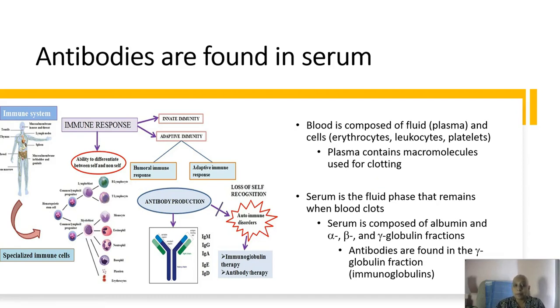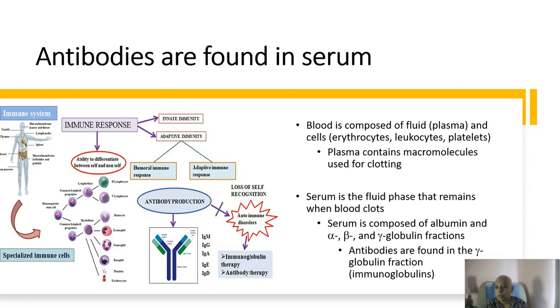How do we make these antibodies? Well, antibodies are made in living organisms, and they're found in serum. So you can use essentially any living thing that can do that to create them. They're part of our immune system, part of our immune response, and part of our ability to differentiate self from non-self.